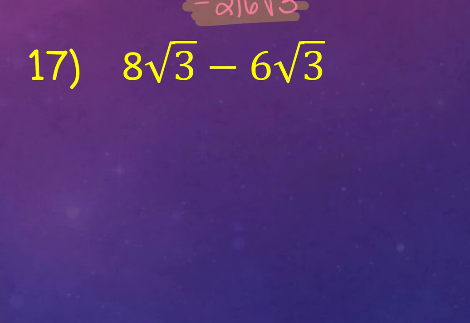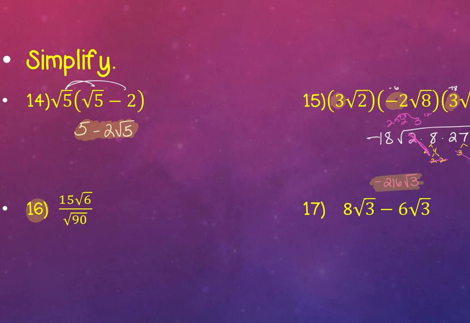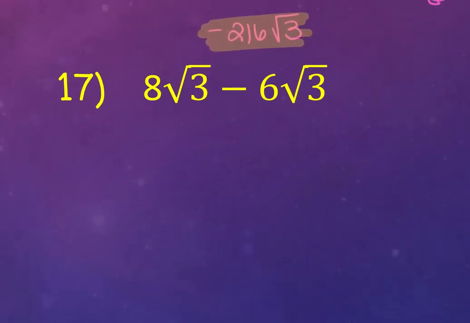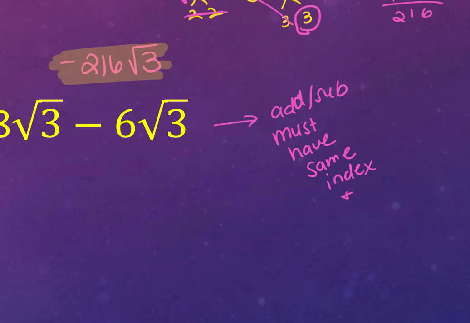So now we're back to a sum and difference. We had a sum or difference up here in number 14. And one had a radical 5 and one did not, so we couldn't combine them. On 17, they both have a square root 3. So when we're adding and subtracting radicals, they must have the same index and the number underneath. It's called the radicand. Underneath the root. If they are different numbers, you cannot combine them. They are not like terms.